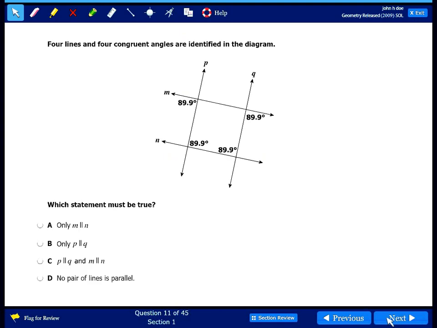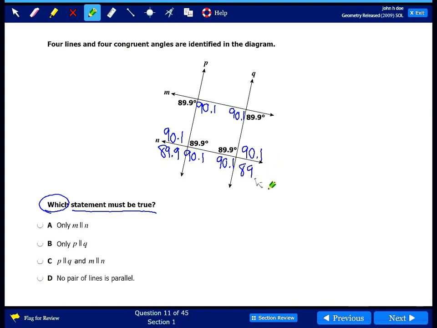For number 11, it says 4 lines and 4 congruent angles are identified in the diagram. We're looking for which statement must be true. Well, maybe it would make more sense if we plug in some information with our linear pairs, and vertical angles for that matter, because by the looks of this, you would probably think that all the lines are going to be parallel.